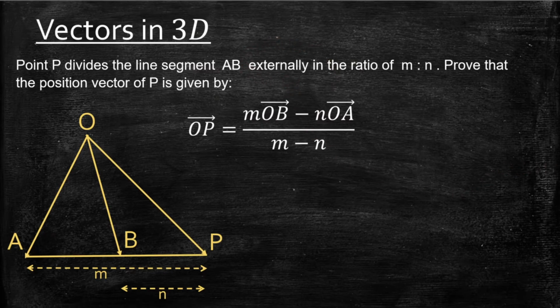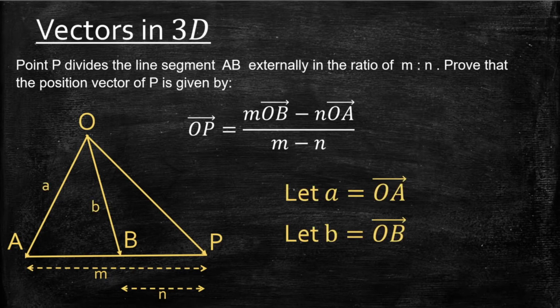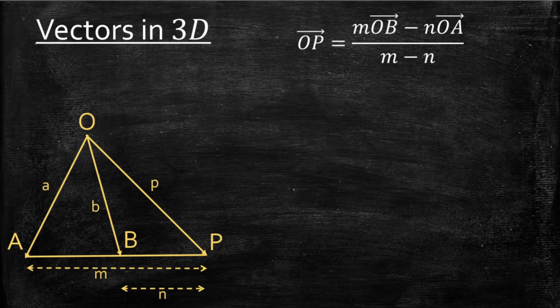Just to make the notation a bit easier, I'm going to call vector OA just a, I'm going to call vector OB just b, and I'm going to call vector OP just p. That's just going to help with the syntax. Alright, so how do we start with these sort of problems? We're just going to start with writing out what vector OP could be.